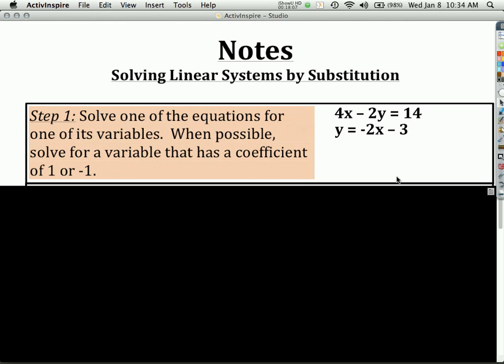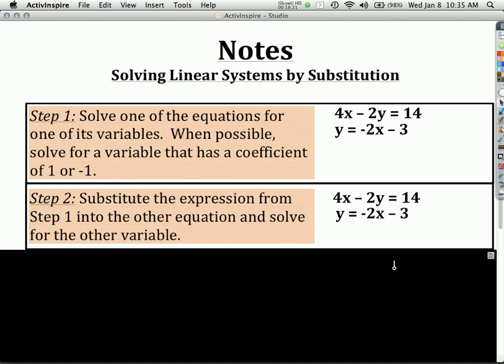But the key is to have the y by itself. So the name of the method is called substitution, and so that's the first step. And here's what we are going to be looking at. Step 2. Substitute the expression from step 1 into the other equation.